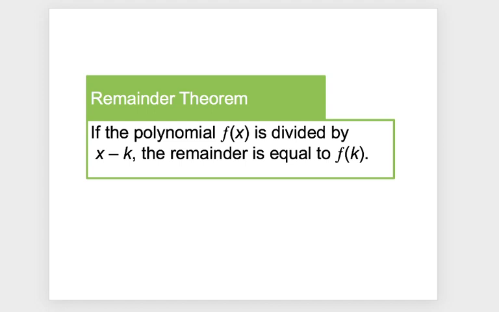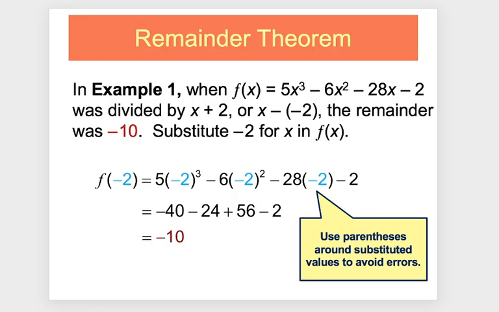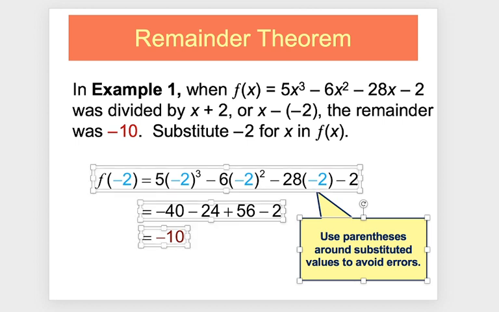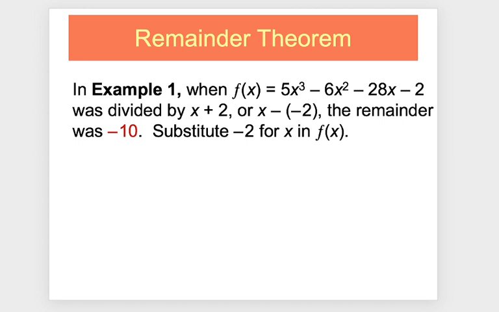So here in example 1, let me see if I can get rid of this so it's not giving too much away. So we have the following. So if we look at 5x cubed minus 6x squared minus 28x minus 2, and if we were to actually divide it by x plus 2, the k value is negative 2. So what I want you to do basically is to evaluate this function.